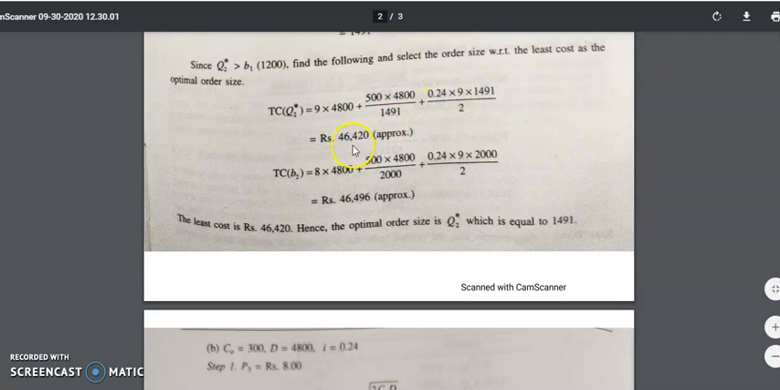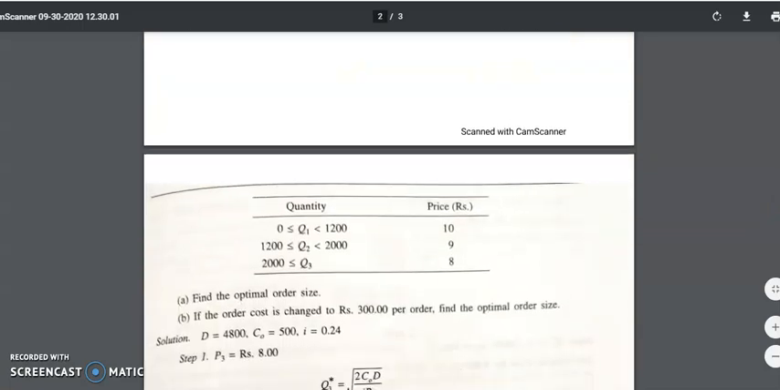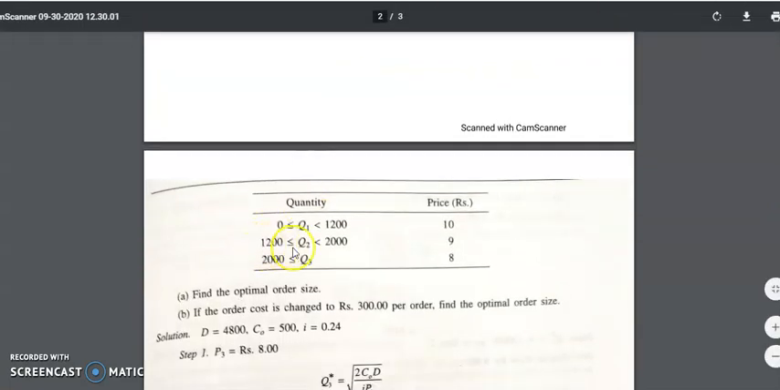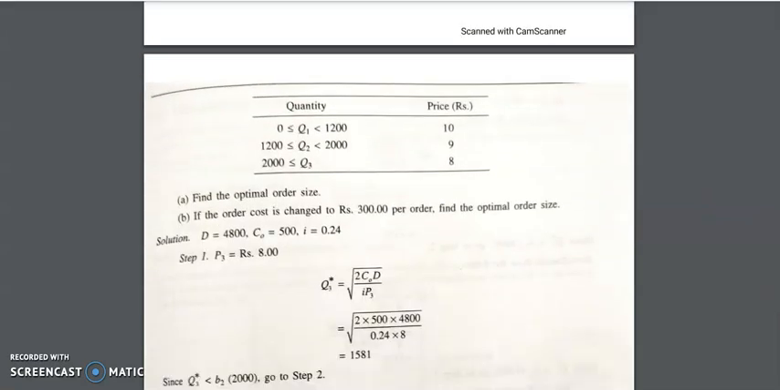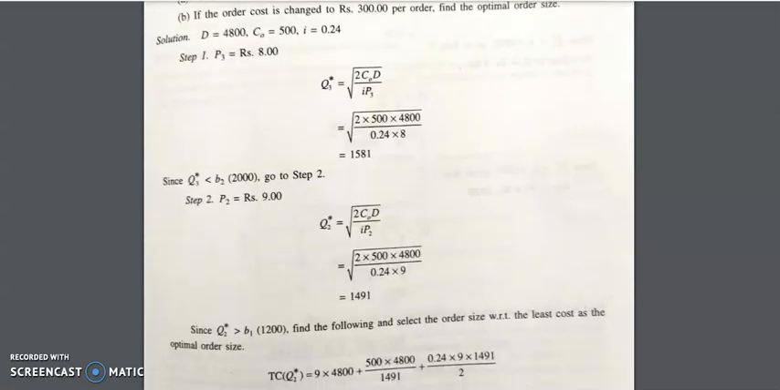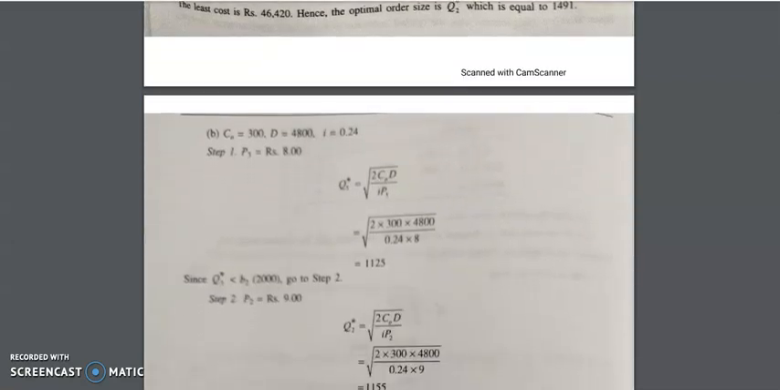So if you compare 46420 and 46496, this 46420 is the least cost, so the optimal order size is Q2. So you will order somewhere between 1200 and 2000, around 1491, at a price of 9 rupees. When you do that, that will give you the least cost. So this is the actual quantity discount, and among the various price breaks, this is how you decide the quantity that you are going to order.